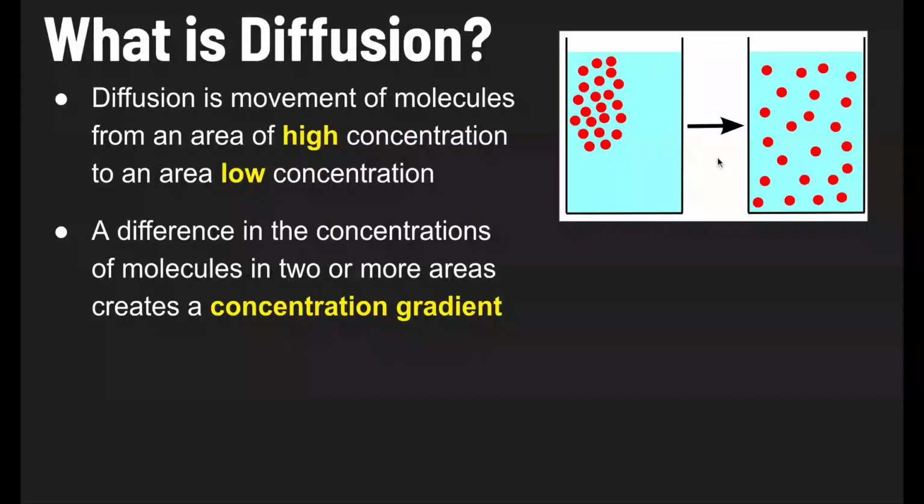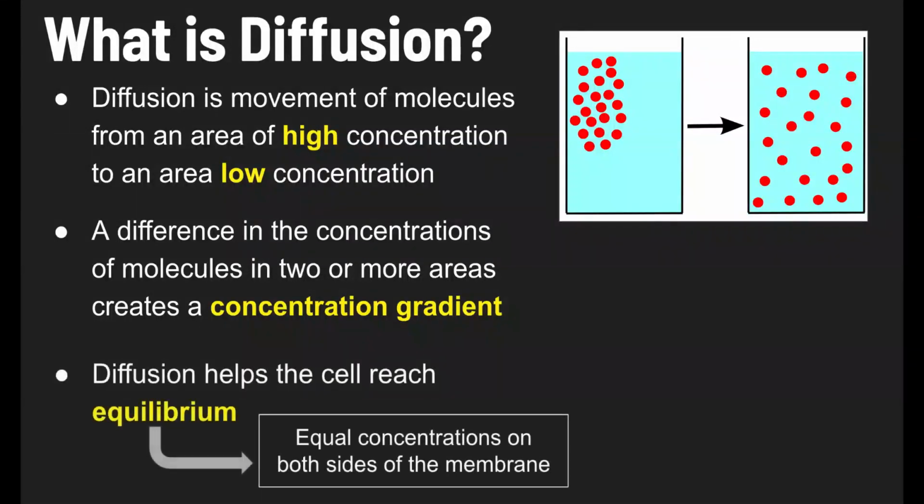And the difference in the concentrations in these areas creates what we call a concentration gradient. So the gradient part means you're moving from, specifically in the case of diffusion, high concentration to low concentration. Now, diffusion is important because it helps the cell reach what we call equilibrium. Equilibrium is where there are equal concentrations on both sides of the membrane.